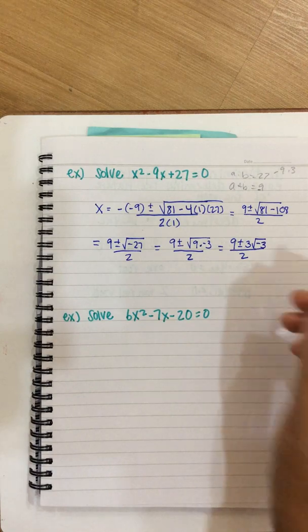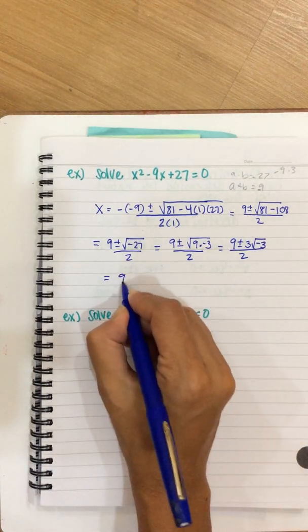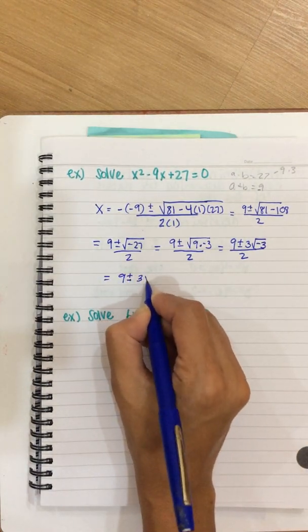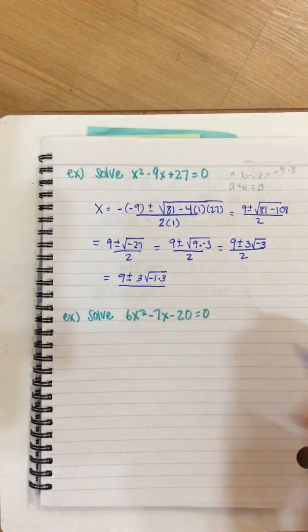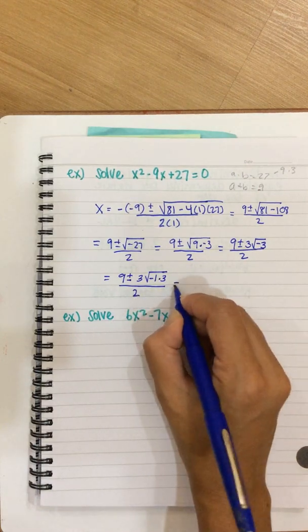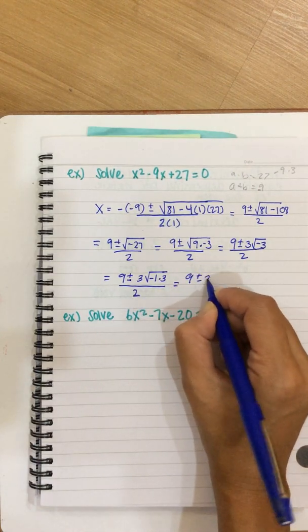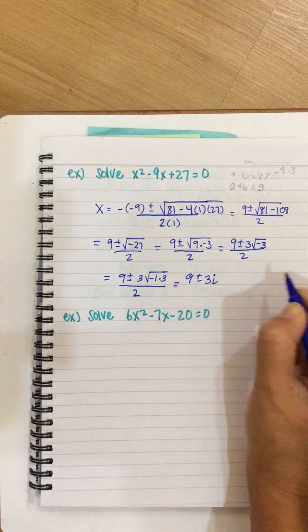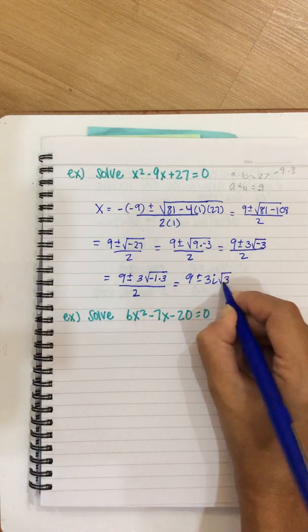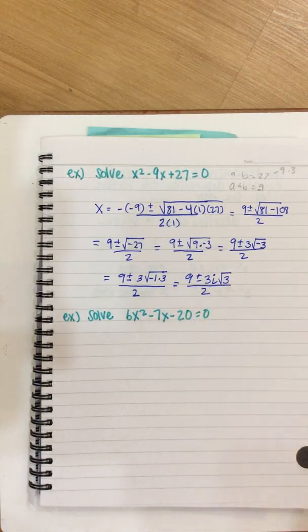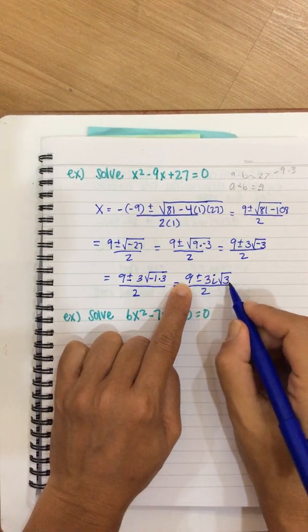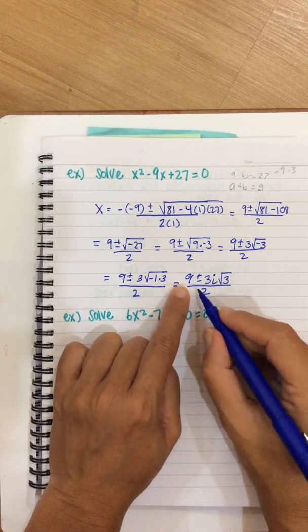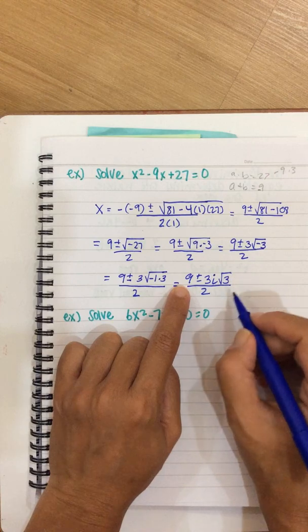Okay, and now I can see that that can break up into 9 plus or minus 3 times the square root of negative 1 times 3, all over 2. And that's helpful because I know the value of the square root of negative 1 is i, so I can take that out. All times root 3, all over 2. So my two solutions here are x equals 9 plus 3i times root 3 over 2, and my second solution is 9 minus 3i times root 3 over 2.